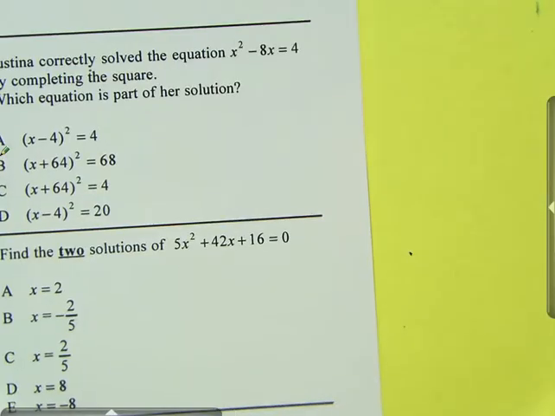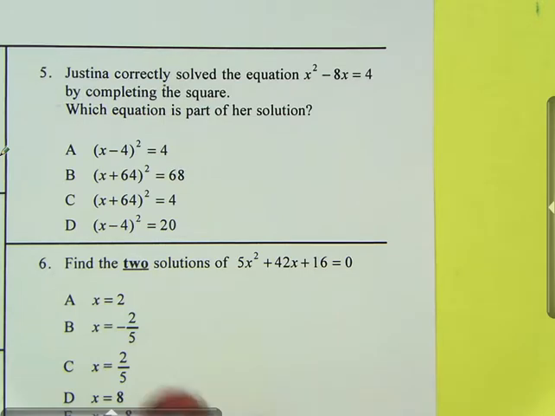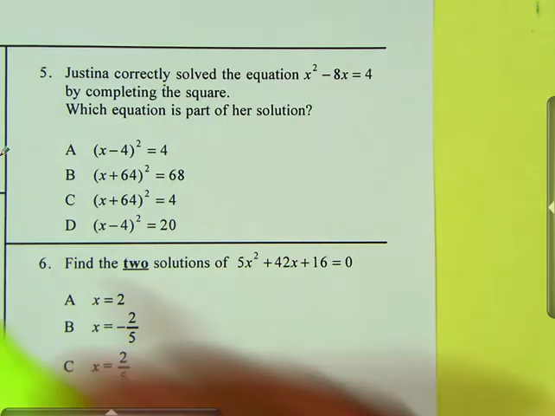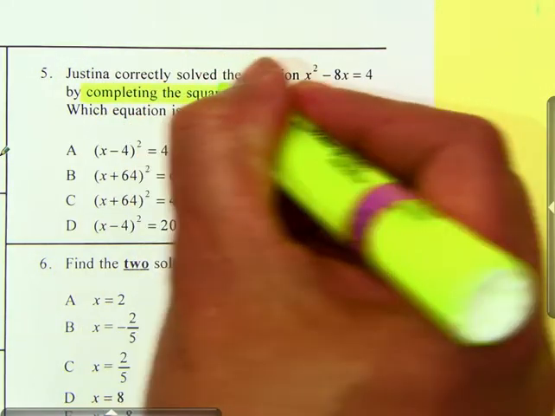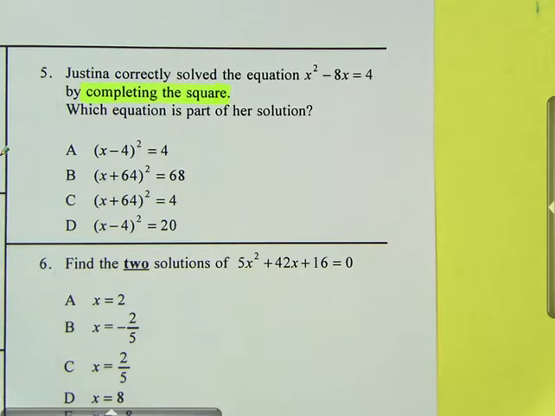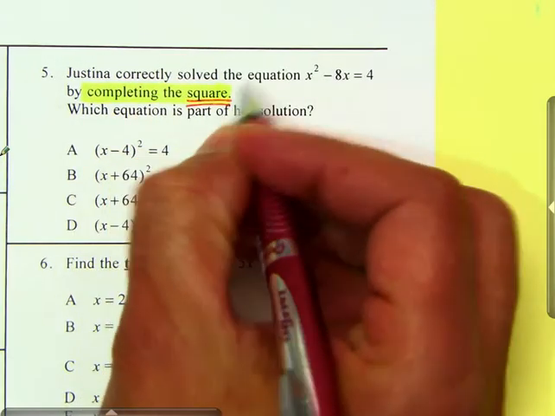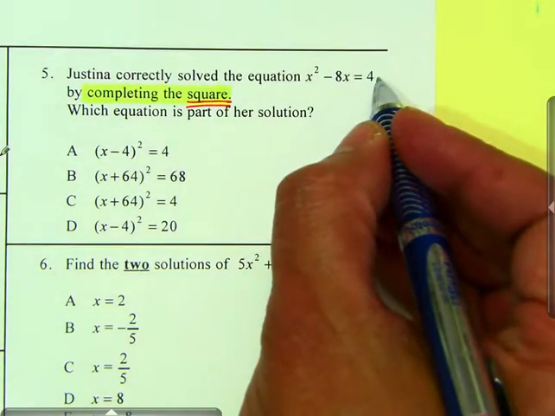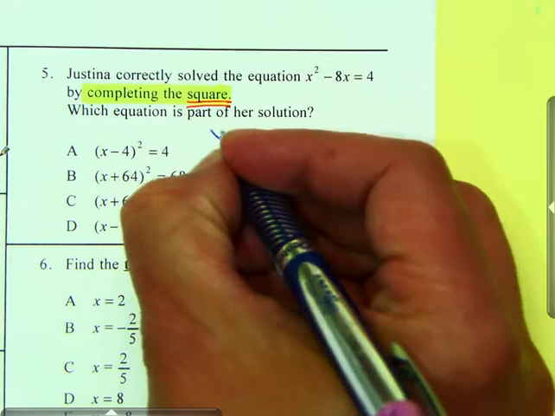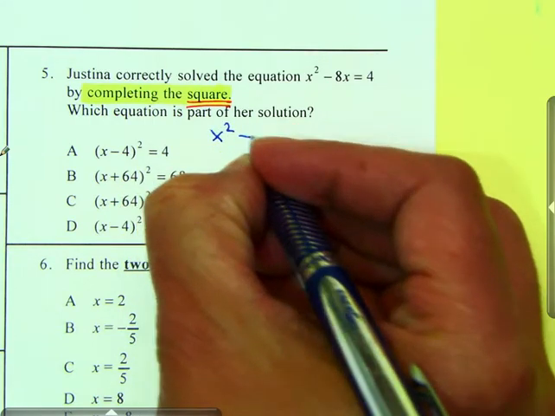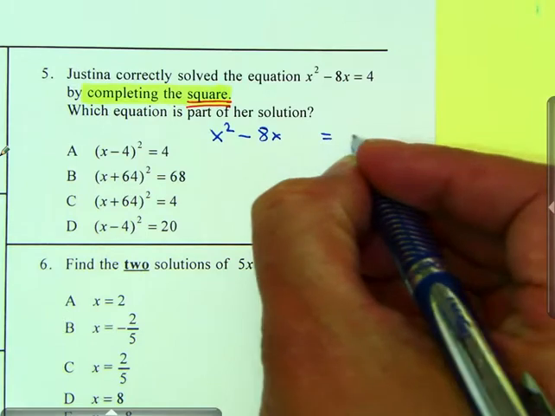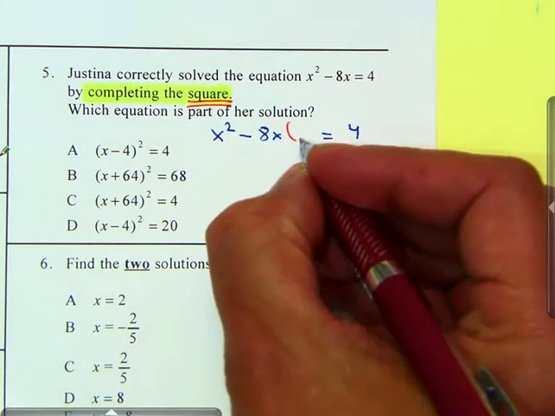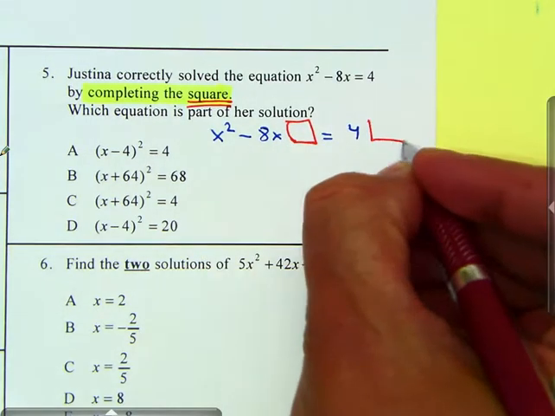Let's continue to problem number 5. Justina correctly solved the equation by completing the square. So you have to make sure that you read it carefully, and you have to recall what is the process to complete the square. Correct, that's the one with the square. So notice that they already moved the 4 to the right for you. So I just need to make space for my square. X squared minus 8x, leave some space. 4 and leave some space. So I'm going to place my square in here and my square in here.